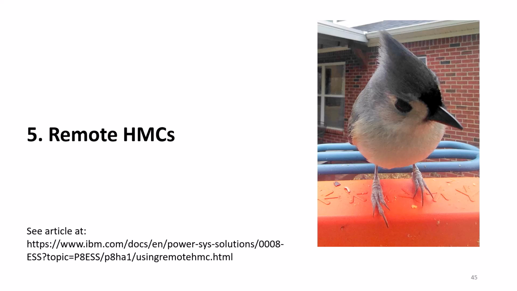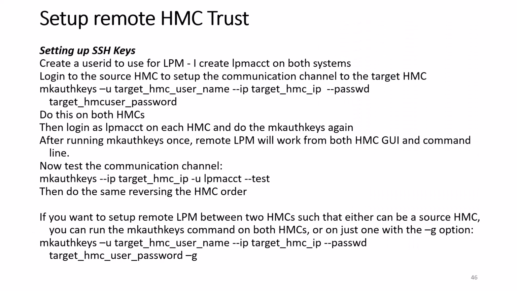Another option you have is to have remote HMCs. So you can have your local HMC and then have one that's set up remotely. And there's a very good article on this that I've given you the link to. So I've used this when I was migrating between servers. And we set up remote HMC trust. That's the first step, which involves setting up SSH keys between the two HMCs.